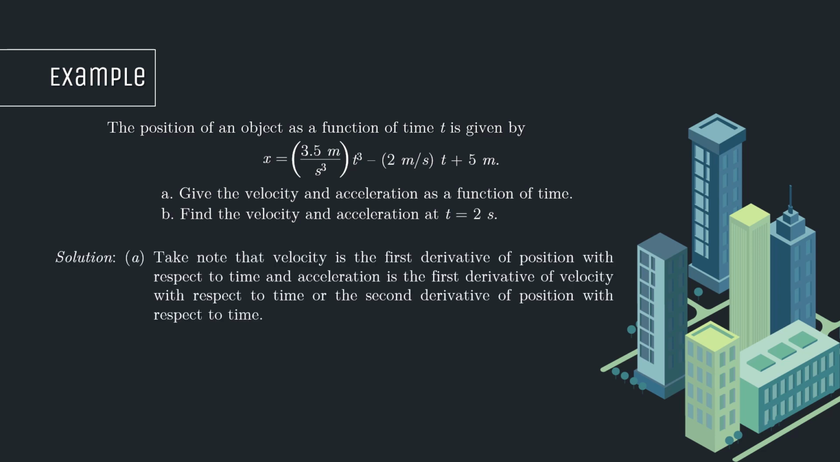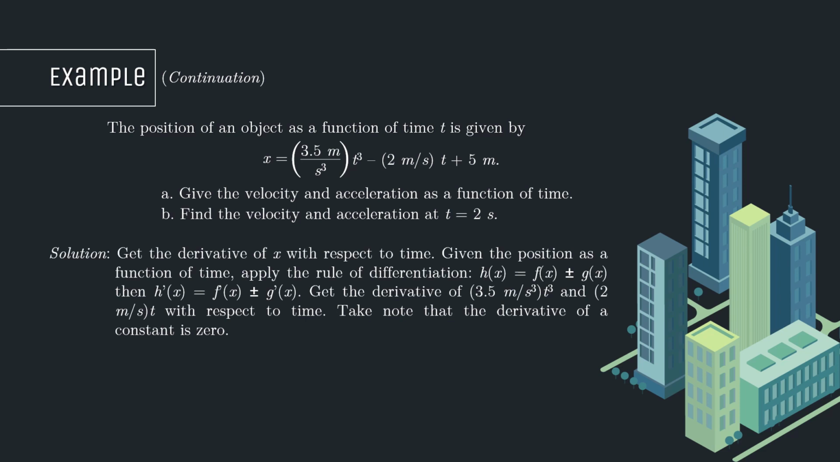To solve this problem, take note that the velocity is the first derivative of position with respect to time, and acceleration is the first derivative of velocity with respect to time, or the second derivative of position with respect to time. Now, velocity will be equal to the derivative of x in terms of t. Substituting the value, we have the derivative of 3.5 meters per second cubed times t cubed minus 2 meters per second times t plus 5 meters in terms of time.